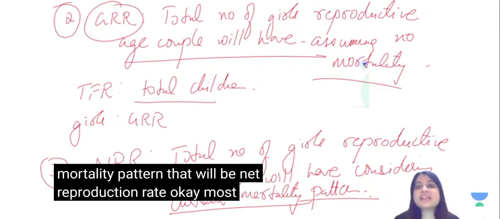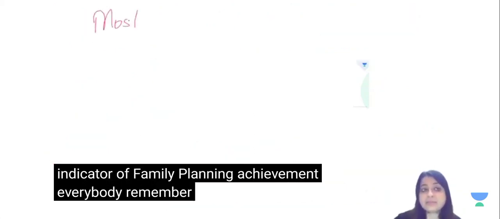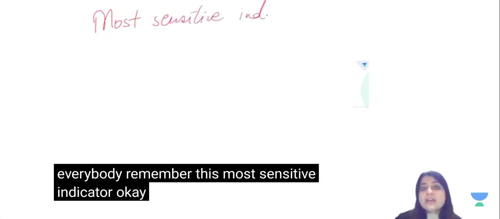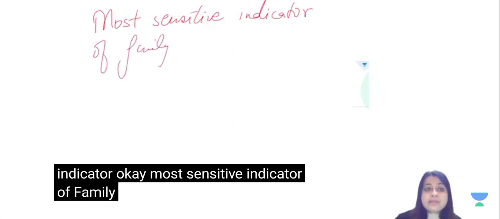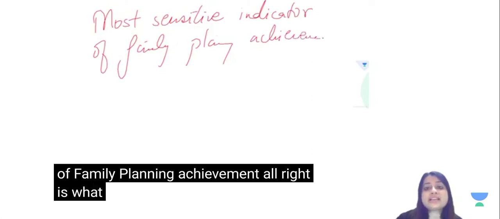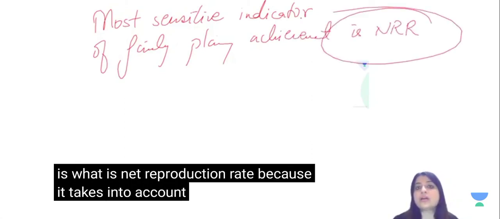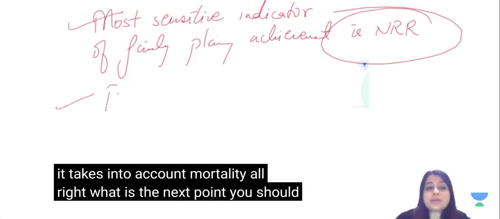Most sensitive indicator of family planning achievement. Everybody remember this. Most sensitive indicator of family planning achievement is net reproduction rate, because it takes into account mortality.